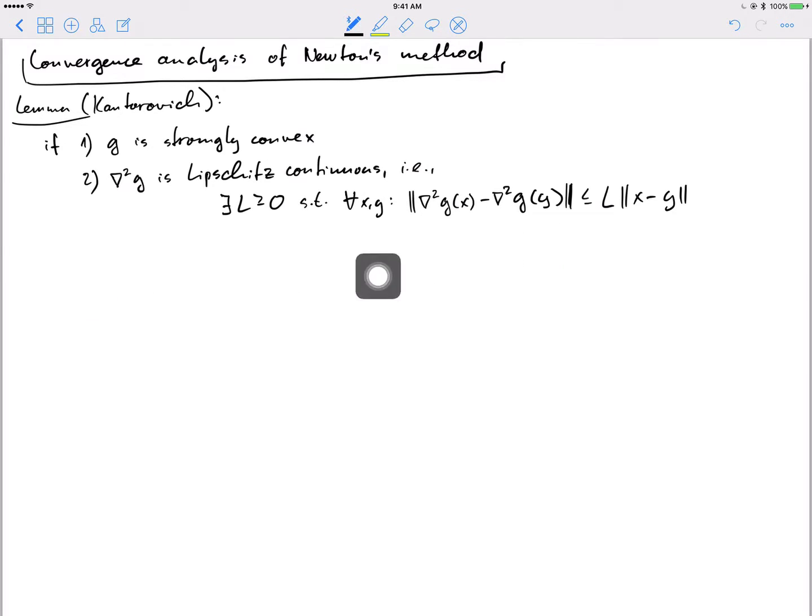So this is a mathematical way of quantifying this poorness, okay? That this L tells you how quadratic the function g is, okay? What if L was 0? What if the Hessian is Lipschitz continuous with Lipschitz constant L equals 0? What does that mean? That's a very special case, right?